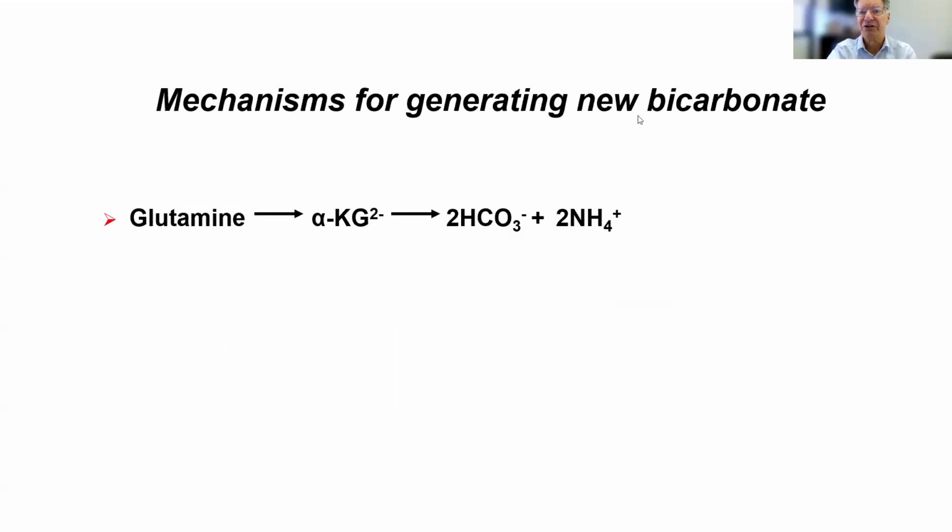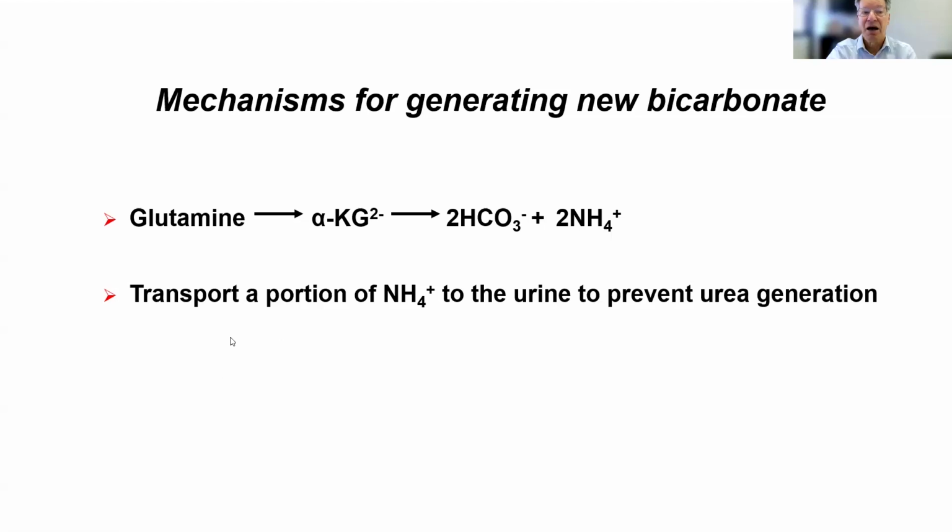So the mechanisms, again, for generating new bicarbonate are, first, you have to generate it from glutamine. It comes actually from alpha-ketoglutarate. This is a mitochondrial pathway. You generate 2 bicarbonate ions and 2 ammonium ions. A portion of the ammonia you send to the urine.